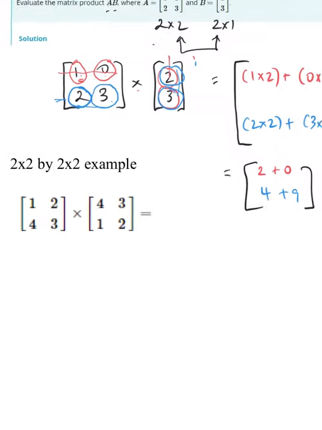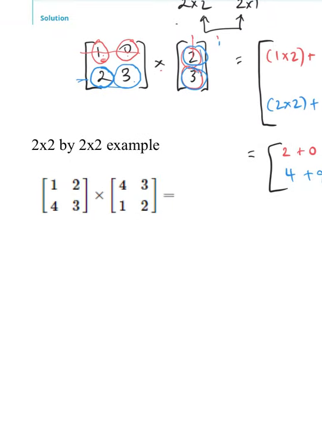Okay, let's have a go at a 2 by 2 by 2 by 2. Let me get the right colour. All right. So you're going to need a few colours here, so at least 4. Right, so remember we go row by column. Then we keep going. We have to finish the row with every column available in the second matrix. All right, so let's have a look.